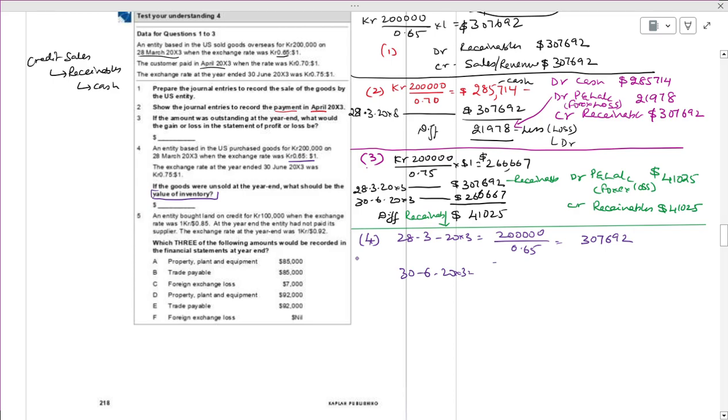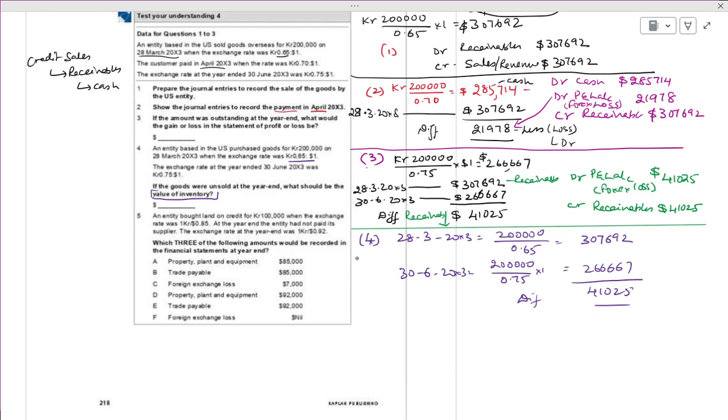Okay, 200,000 divided by, only the amount we have to take, 0.75, into $1. How much will come? 266,667. The difference is how much? 41,025. Is it right?